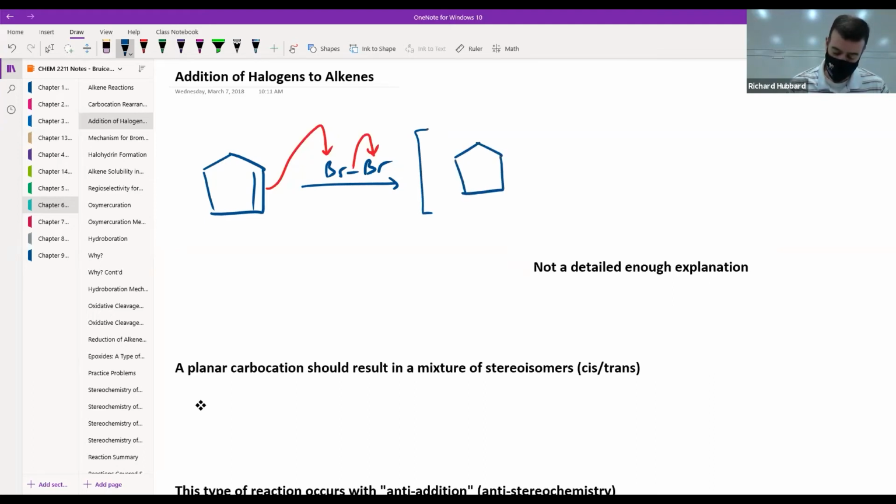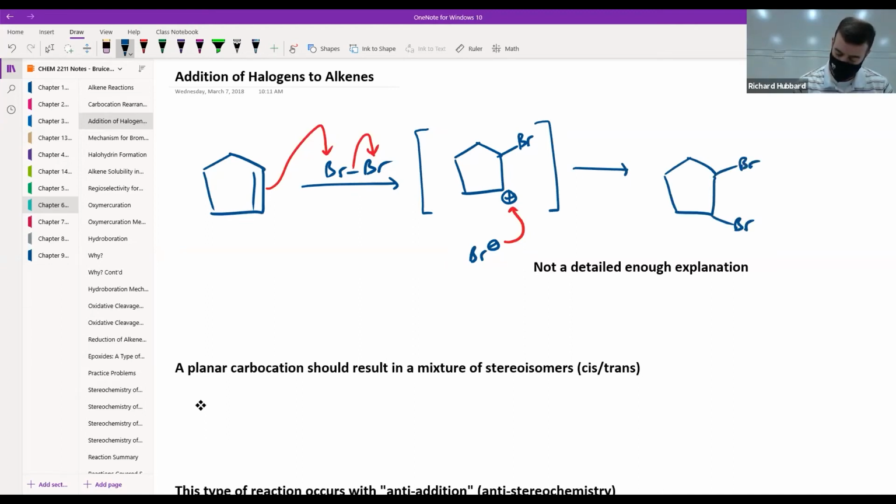So if I do this, that would seem to mesh with what we just saw with our arrows, right? We attack one of the bromines, we break the bromine-bromine bond, it forms a bromide, and that bromide then comes in and attacks. Okay, and that's bromine added to each one of the carbons. That's a 1,2 dibromination. But then I've got written here, not a detailed enough explanation. Because what am I not showing in my product?